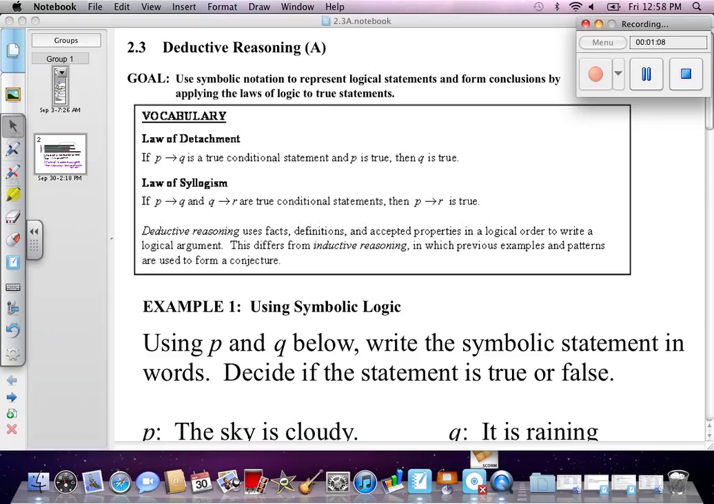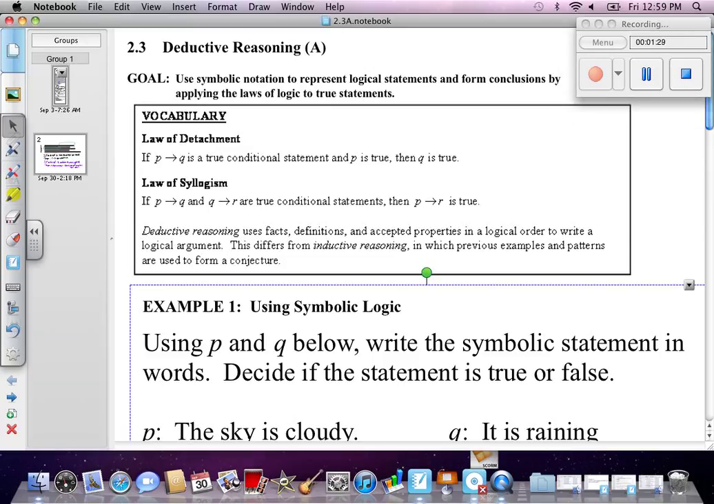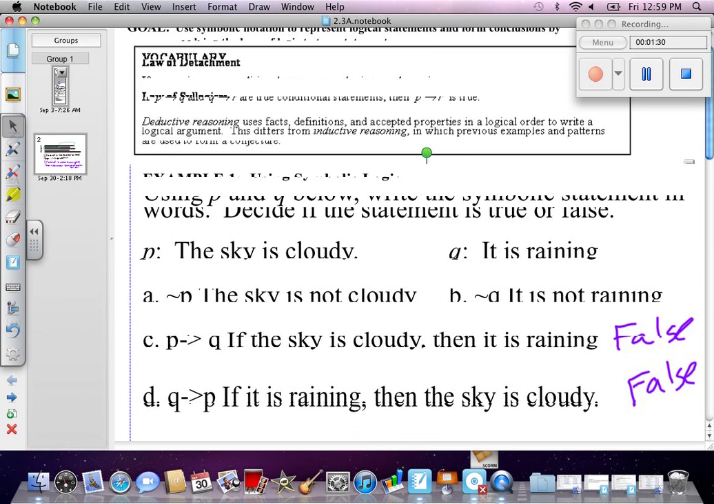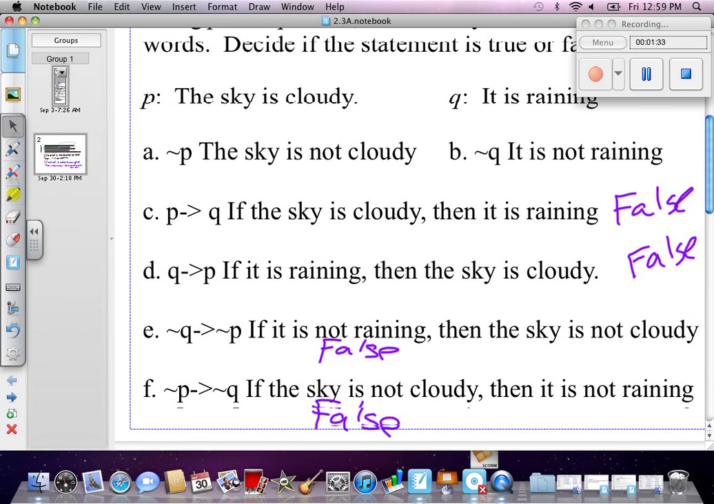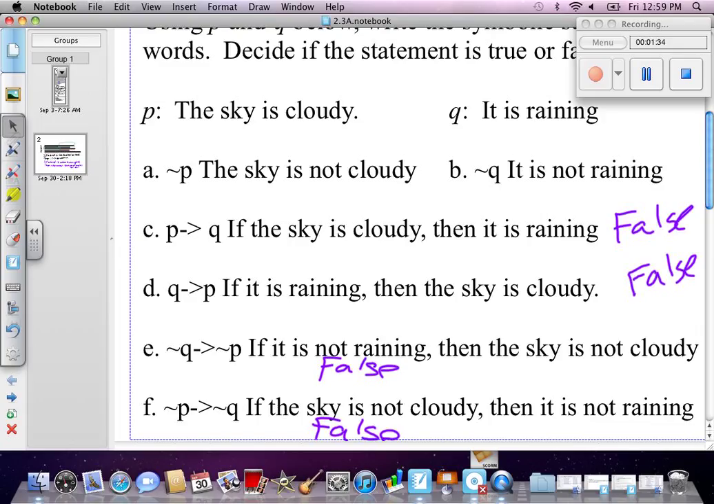Deductive reasoning uses facts, definitions, and accepted properties in a logical order to write a logical argument. This differs from inductive reasoning, in which previous examples and patterns are used to form a conjecture. Okay, so we're going to talk about example 1, and first we're going to talk about the symbolic things for logic. These are slightly important.